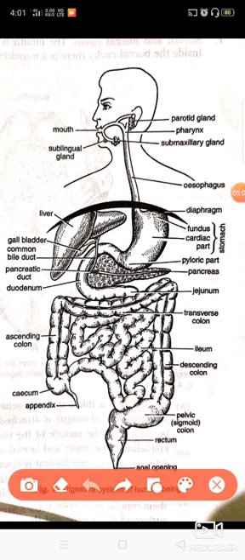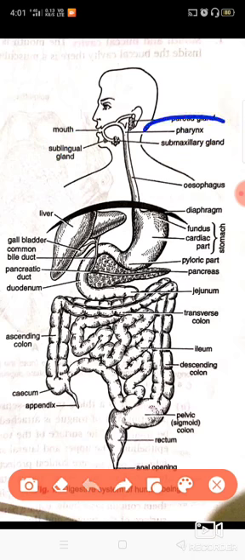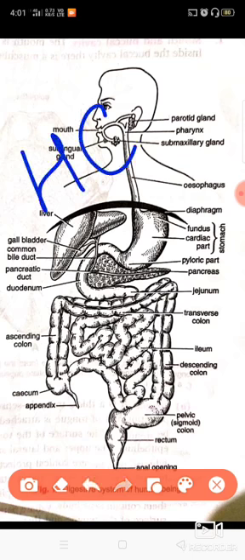So, these are the first parts: the mouth, the salivary glands, parotid, submaxillary, sublingual. Then we have the pharynx, the neck part, which swallows the food. Then we have the esophagus, which takes the food to the stomach. Now the stomach, as you can see, is a J-shaped structure, and its function is to store the food. It will store the food for about 7 to 8 hours. From the stomach wall, three things are secreted. One is HCl acid.